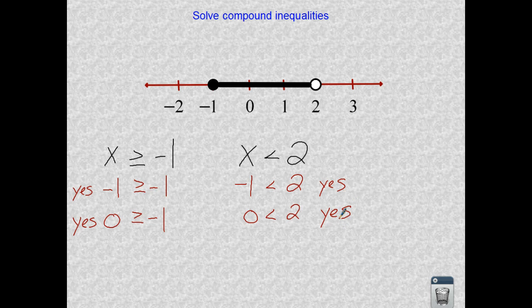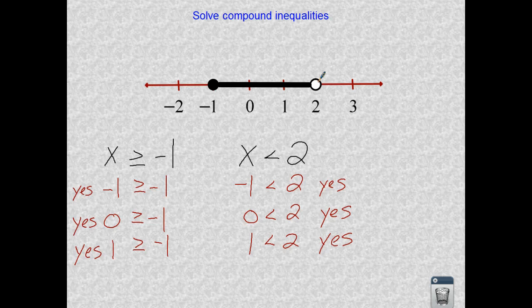Let's go with a +1. Let's work all 4 of these, so I'll go -1, 0, 1, and 2. Let's try that +1. Is that greater than or equal to -1? That is a yes. Is it less than 2? Of course. And let's try that last one that has an open circle on it.